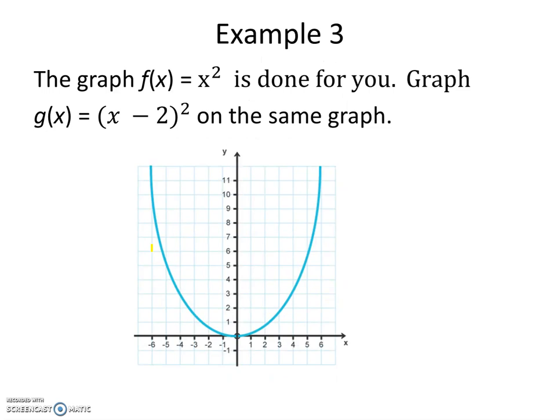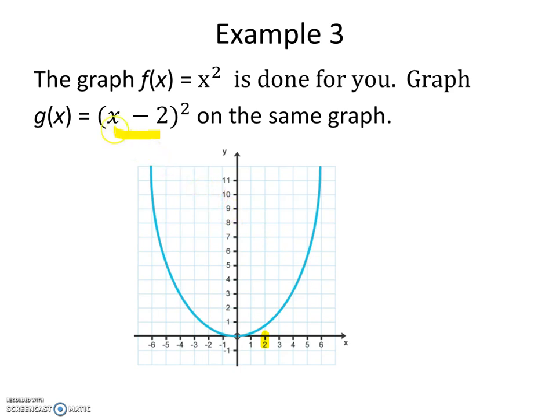The graph f of x equals x squared, again, on this one is done for you. Graph g of x, the quantity x minus 2 squared, on the same graph. Now you notice the change is that the squared on the x is not here, but the negative 2 is inside and the whole thing is squared. When you see something like this, we are actually moving on the x-axis. And oddly enough, even though it's minus 2, it moves to the right and it starts at positive 2.